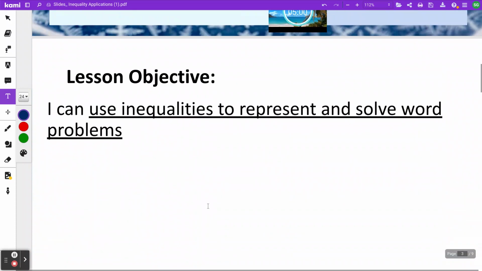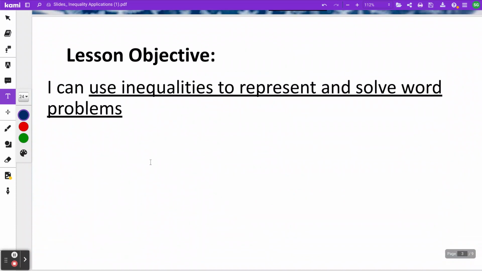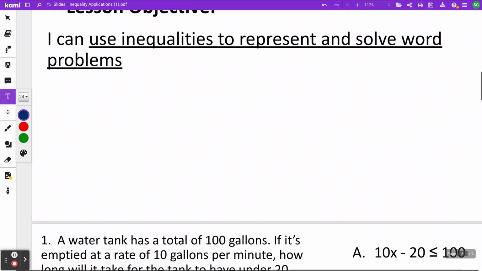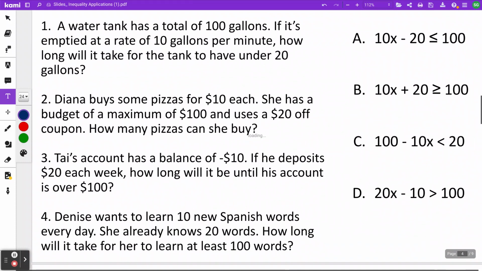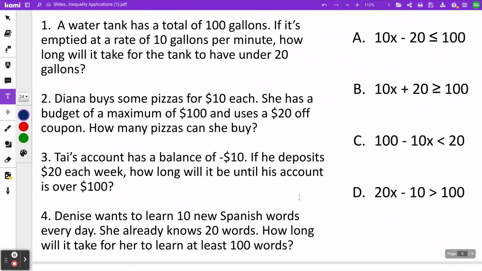The goal specifically is those 2 things we just said, right? Is I can use inequalities to represent and solve these word problems. To get us started, we are going to really focus in on this idea of being able to represent stories. And so I have 4 stories right here. I kept a lot of the numbers the same. Notice all of them have 100, 10, and 20 in them.